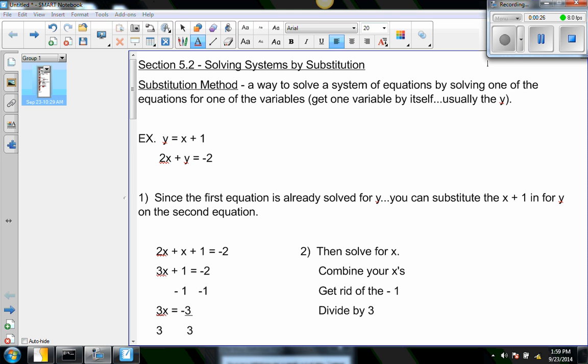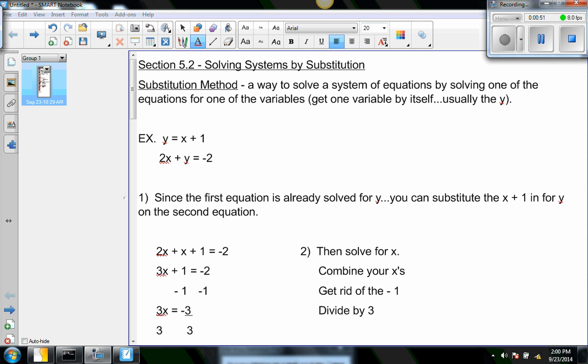And so first of all, substitution is exactly as it sounds. It's a way to solve a system of equations by solving one of the equations for one of the variables. So in other words, there's going to be two variables in each equation. You need to get one variable by itself, and normally when you do these you get the y by itself because that's the output, and so you would plug something in for the input and get your output. It's just easier to understand that way.